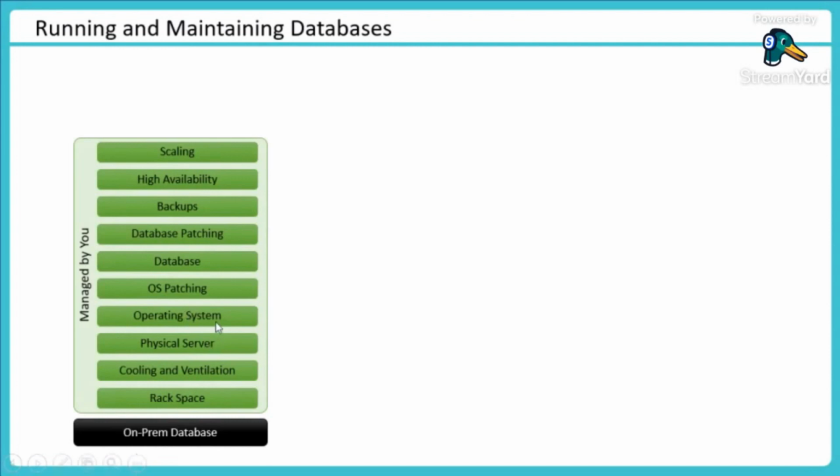You have to take care of the operating system, then apply patches, then run your database on top of it. Obviously, the database would again require its own patching mechanism, so you have to take care of that patching too, and you have to take care of backup, high availability, and whatnot. So there are lots of things which you have to take into consideration when you are deploying things on premises.